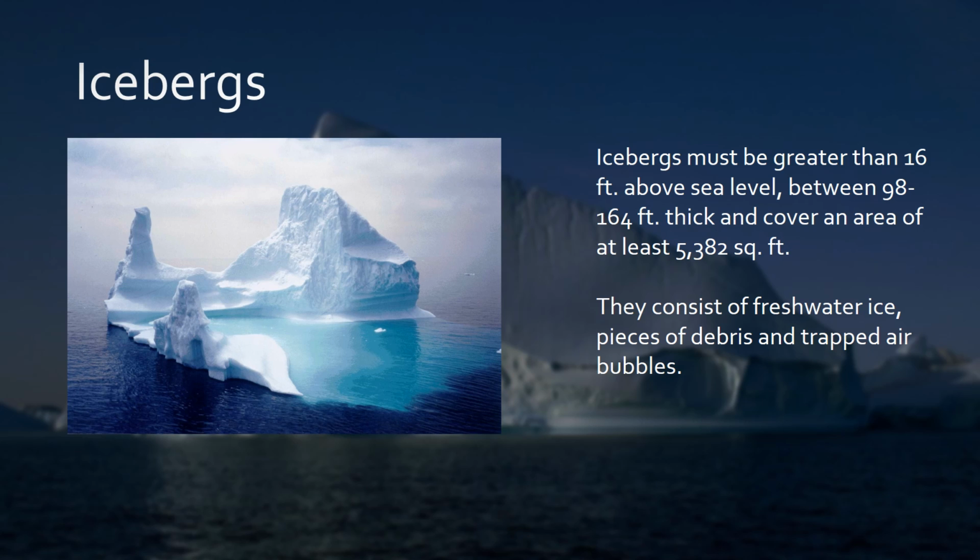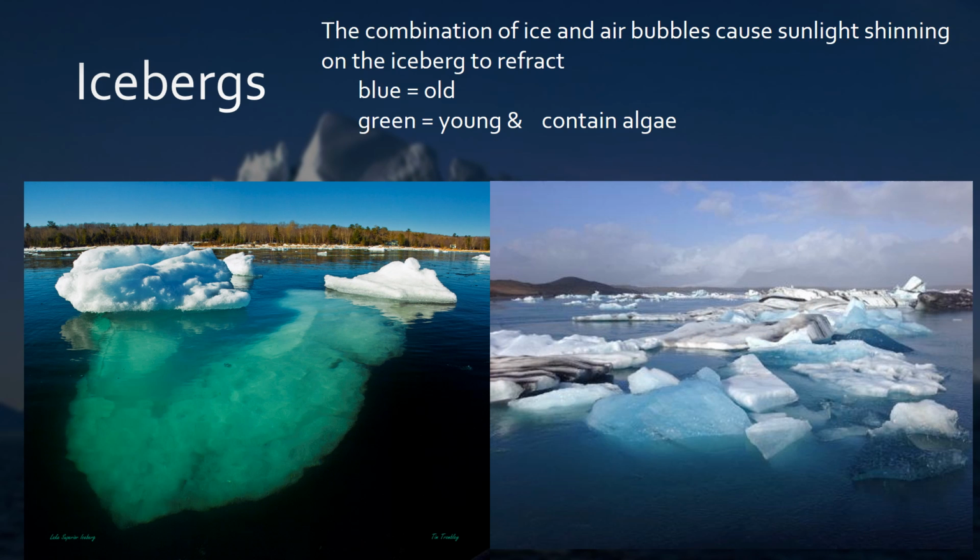The icebergs consist of freshwater ice, pieces of debris, and trapped air bubbles. The combination of ice and the air causes sunlight shining on the iceberg to refract, coloring the ice spectacular shades of blue, green, and white. The blue means that the iceberg is old, while the green means that it is fairly young and it contains some algae.